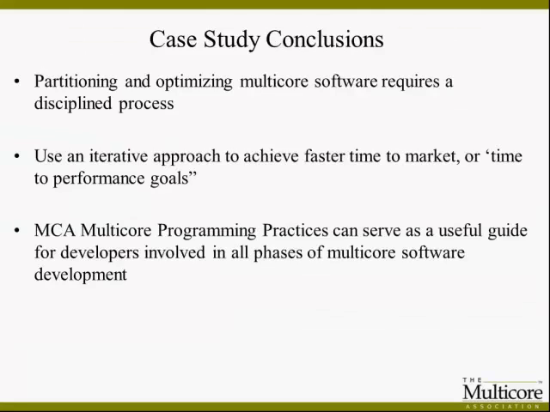So the conclusions, the key things: partitioning and optimization of multi-core software requires a very disciplined process. You have to go about it in a disciplined way with a plan, a process, a set of techniques to identify the key bottlenecks and to optimize those, as well as partition the application and get you that best performance. It was an iterative approach to achieve, in order for us to get completed sooner, get faster time to market. The iterative approach had to be managed in a disciplined way.